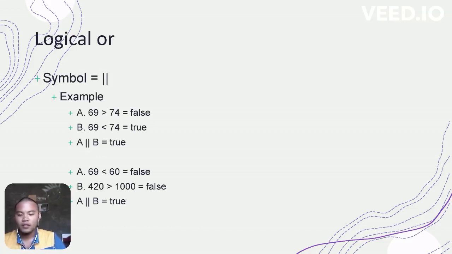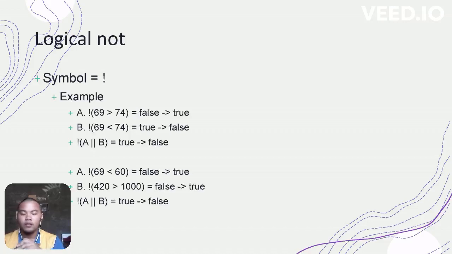Now the last logical operator is logical NOT. The symbol of this logical NOT is an exclamation mark. What logical NOT does is it reverses the result of any operand or condition. So as you can see here, A, 69 is greater than 74, which is false, right? That's false. But with the logical NOT, it turns the false operand into true. Same as B, which is true, it turns into false.